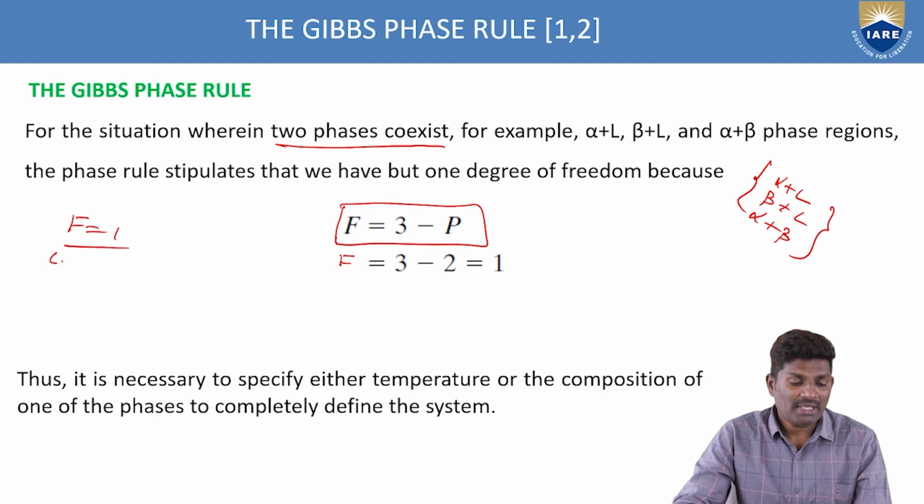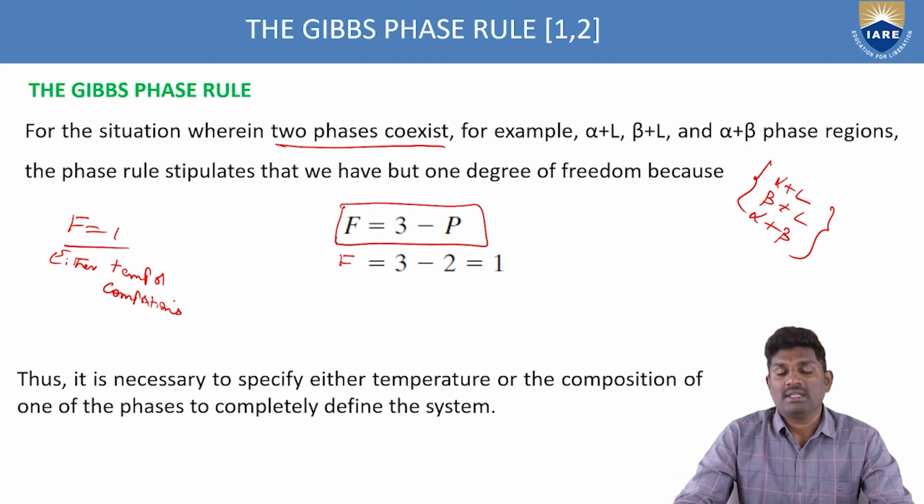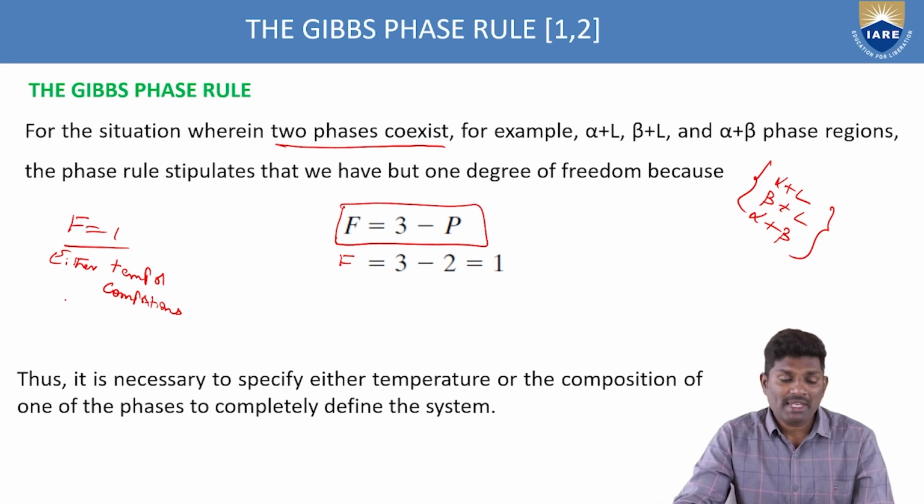That means either temperature or composition is required. Any one is required from temperature or composition to describe the characteristics of the alloy which is existing in the system, if it is two phases, if it is two phase in the binary phase diagram. So that is very, very important here with two phases.